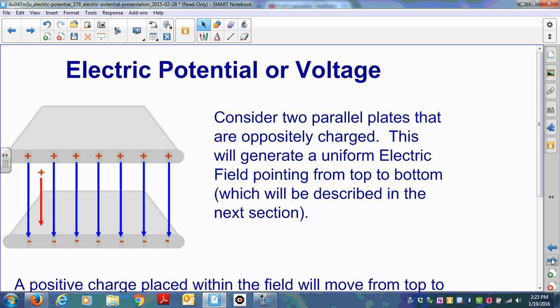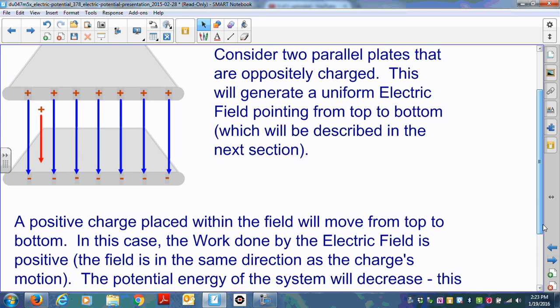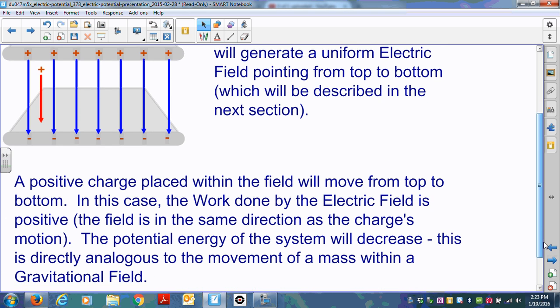Okay, electric potential or voltage. Consider two parallel plates that are oppositely charged, as shown in the diagram. This will generate a uniform electric field, pointing from top to bottom. This was described in the previous lecture notes on potential and electric fields.